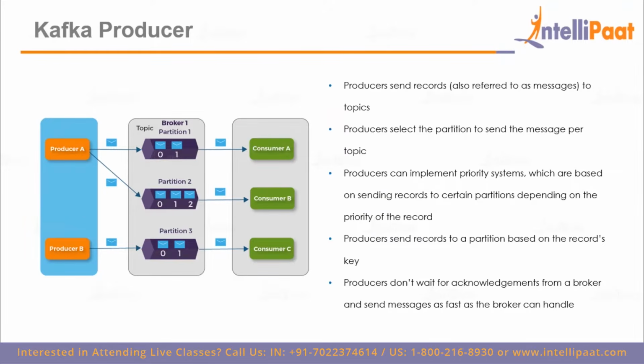Now let's understand the workflow of a Kafka producer. These producers send records to the topics. These records are nothing but the messages which are sent as topics to the broker. Now these producers select the partition to send the message per topic. These are like randomly selected, and these producers just select one particular partition to send one particular message per topic. And these producers can implement priority systems which are based on sending records to certain partitions depending on the priority of the record, and they send these records to a partition based on the record's key.